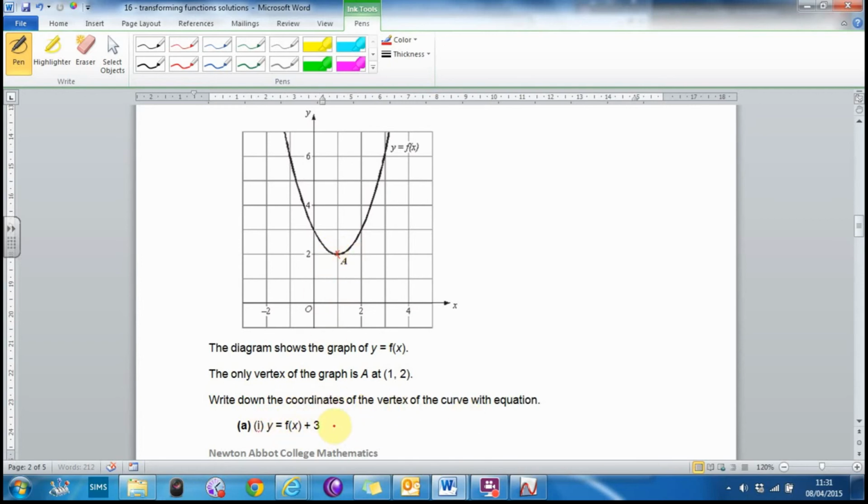Okay, so this is an add, which means it's a translate. It's adding, it's outside the brackets, which means it's in the y direction. And in the y direction, everything happens normally. Plus 3 means it's going to go up 3. So the answer is going to be 1 along, but it's not going to be 2 up, it's going to be 5 up because we've added 3. And you'd write this as a translate of 3 up.